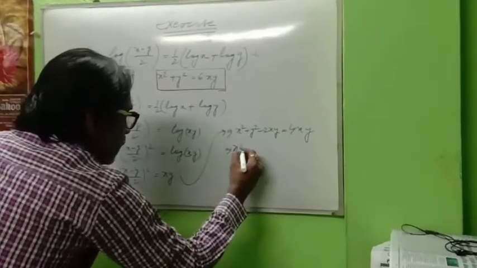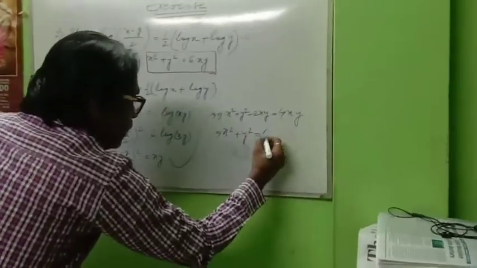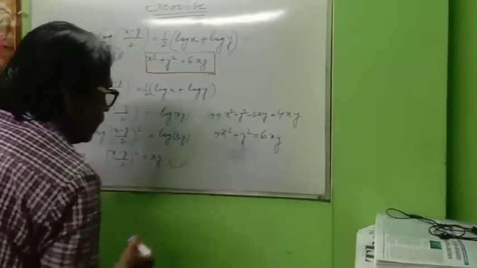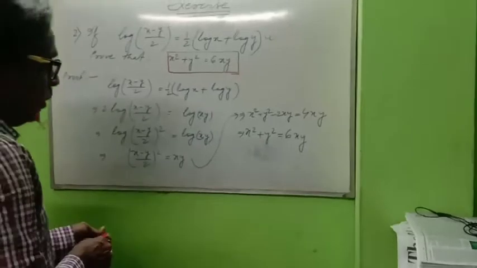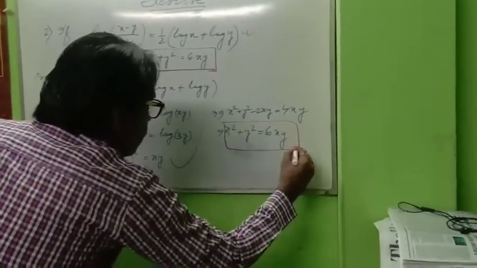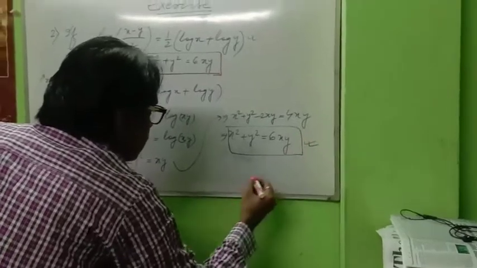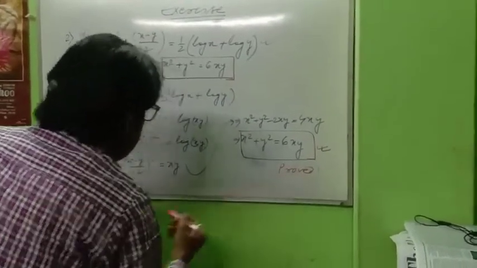Now x square plus y square equal to how much? This you take that side. This will be 6xy. Okay, 6xy. What you have to prove? x square plus y square is equal to 6xy. You are getting or not? Just to see. x square plus y square is equal to 6xy. This is proved. Just let me explain slight bit again.